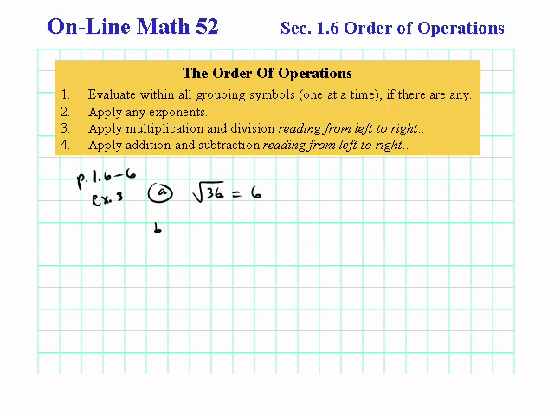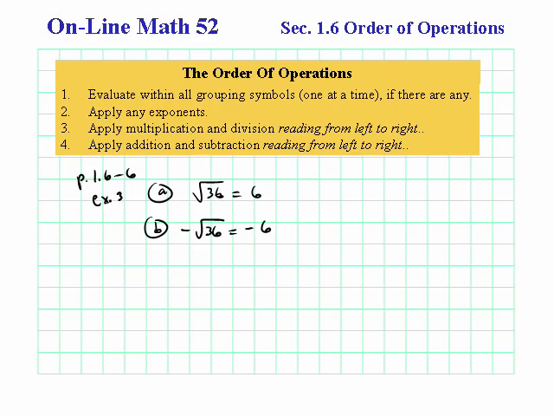What happens, though, when the negative is on the outside? Well, order of operations, right? Evaluate within all grouping symbols. That means we evaluate the square root first before we negate it. The square root of 36 is 6, and then it's being negated. So this is negative 6.